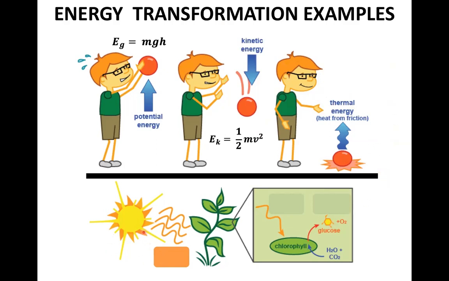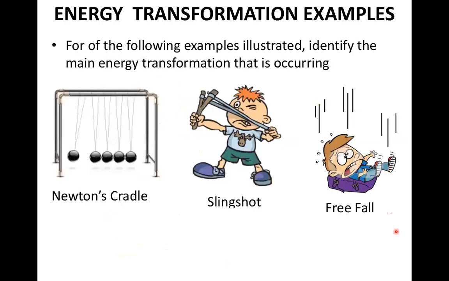Let's take another example. Recall that photosynthesis is at a very basic level where plants are using sunlight to make their own food. So radiant energy from the sunlight is transformed into the chemical potential energy that's stored in the bonds of the glucose molecules, which is essentially the plant food. Let's take a look at more conceptual examples.